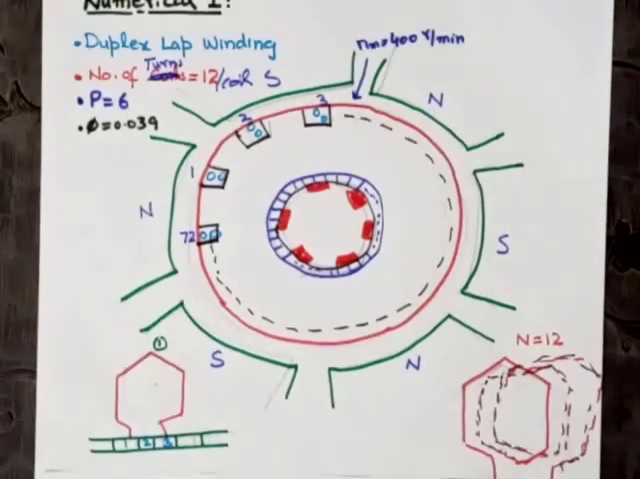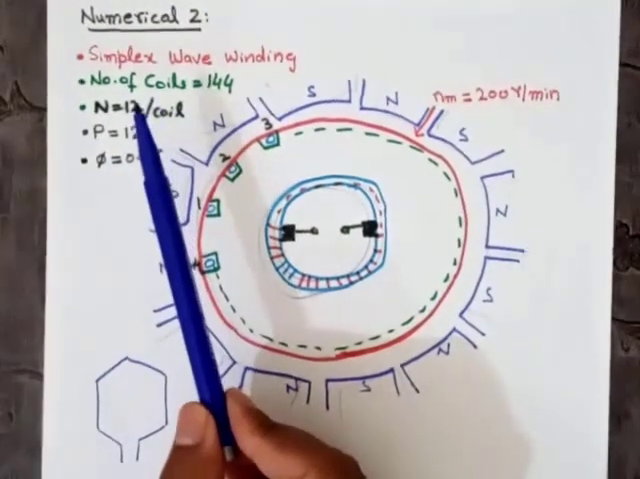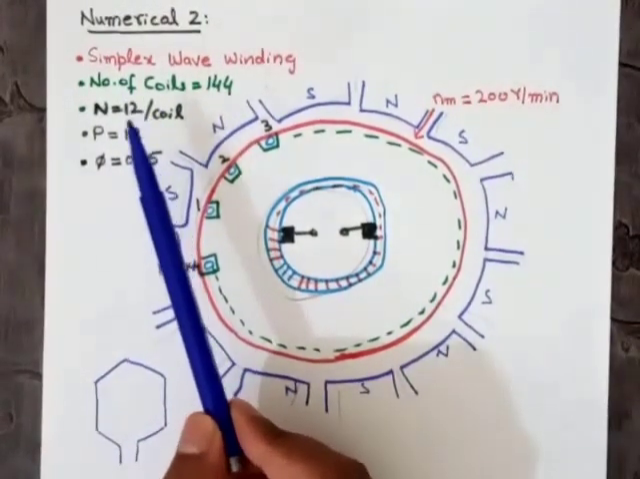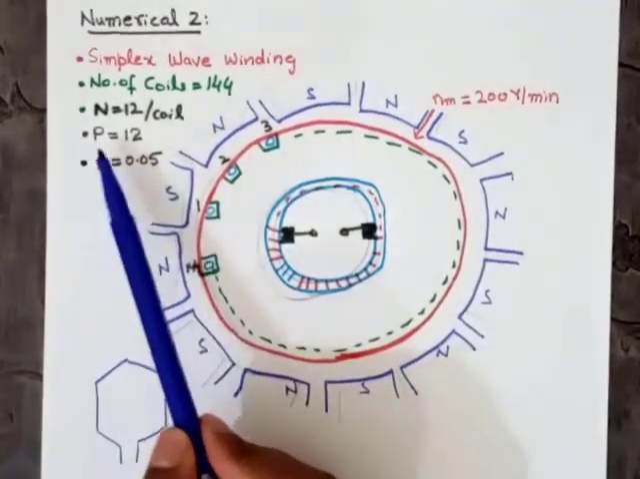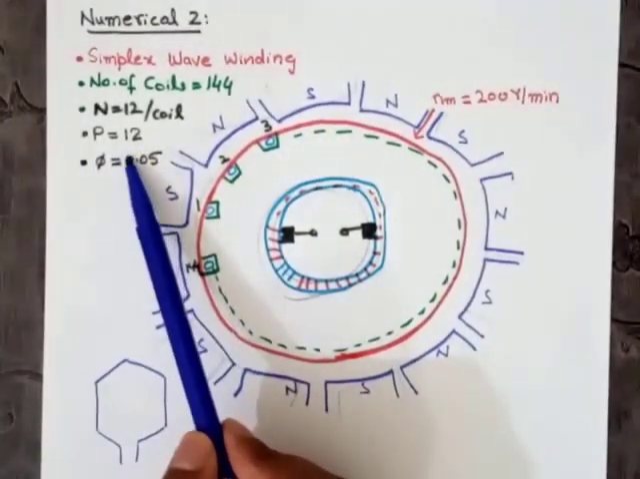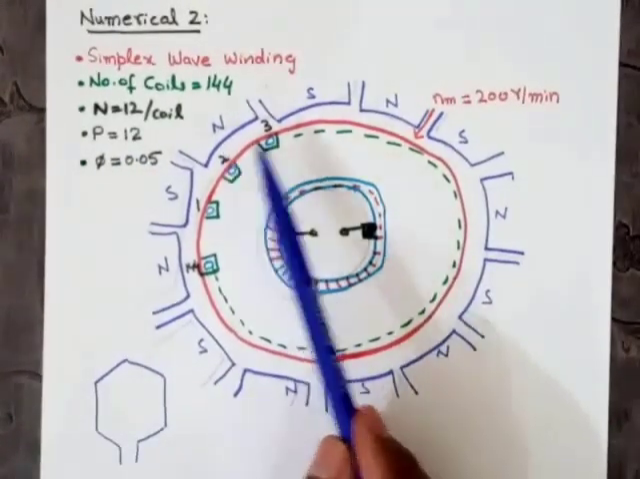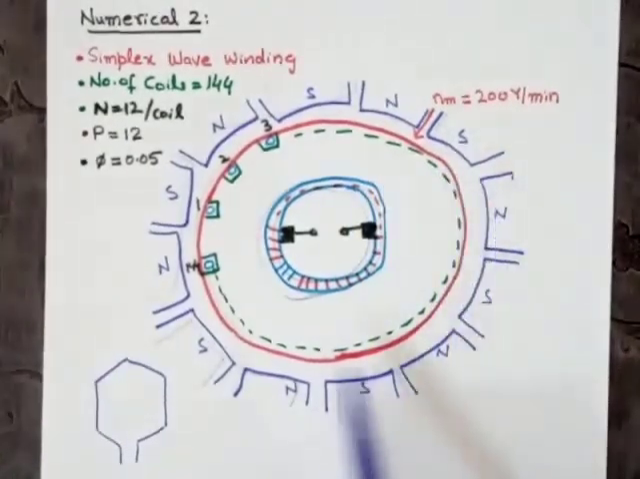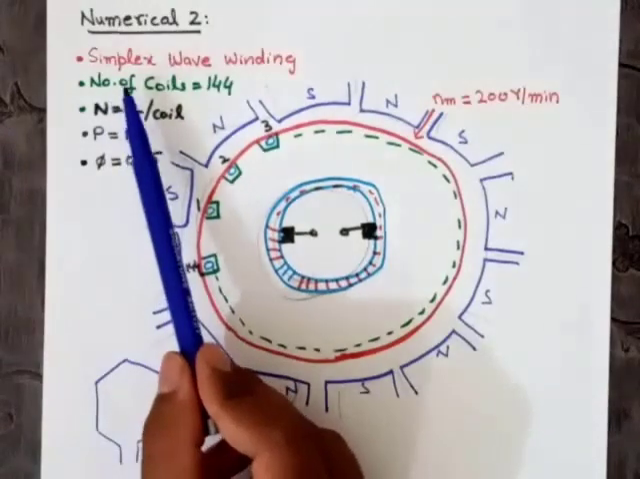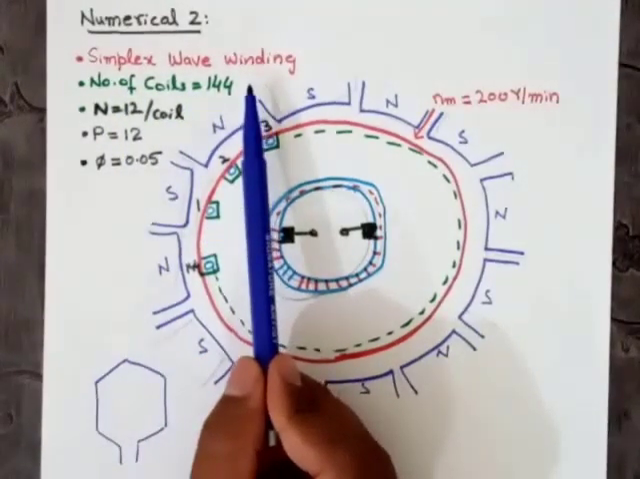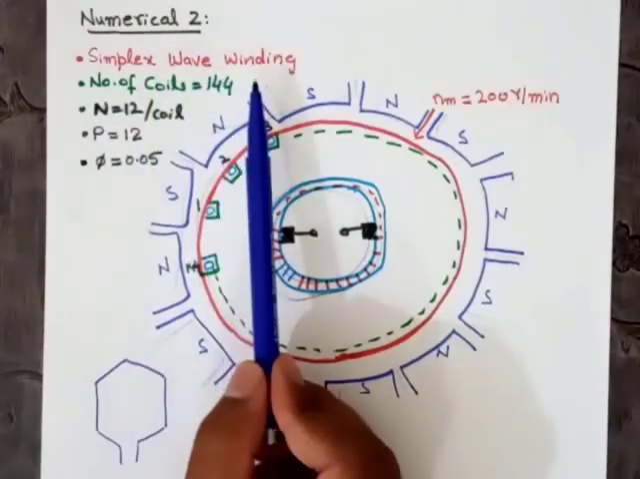Now we will solve another numerical. The numerical number 2 is a 12 pole. Now the total number of poles are given 12. That is, value of P here is 12. A 12 pole DC generator has a simplex wave winding. Now the type of winding is wave winding. The winding given here is simplex wave winding, as we have already studied about the simplex wave winding.